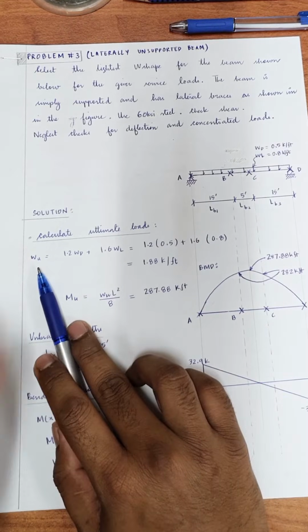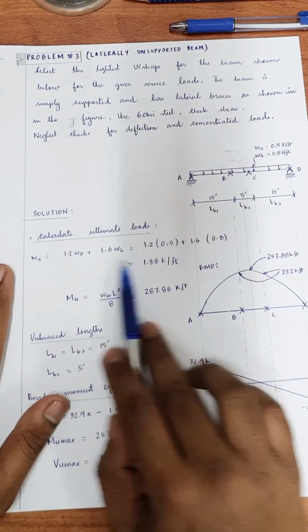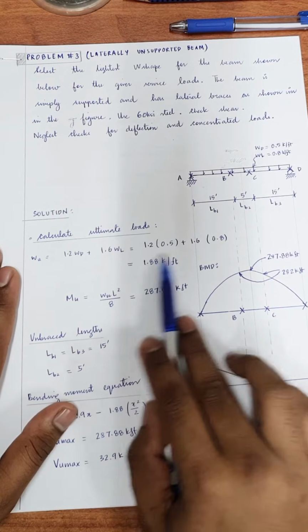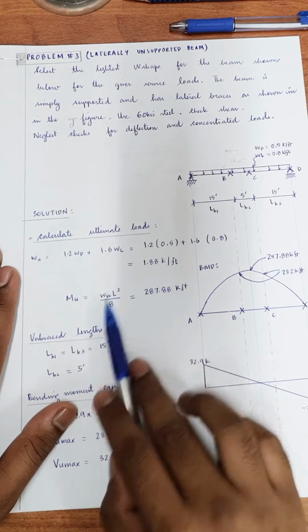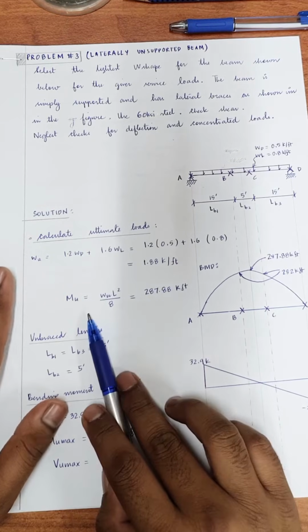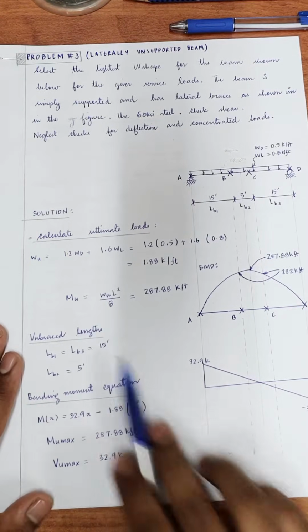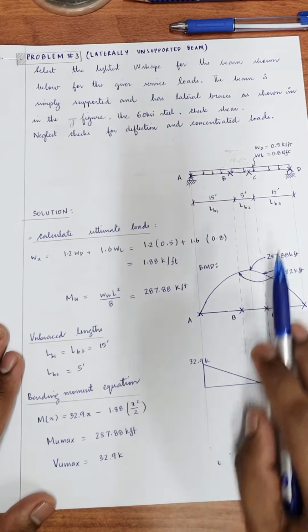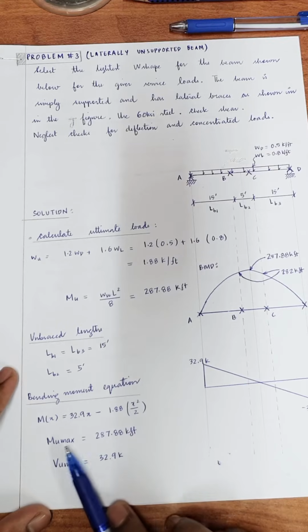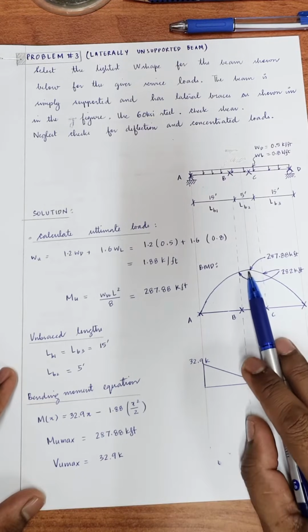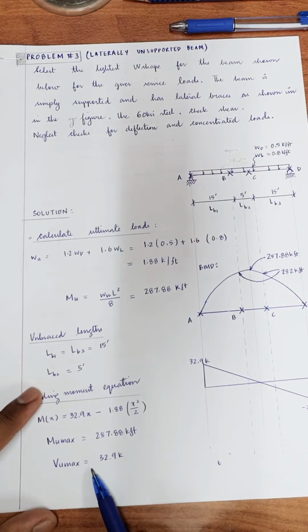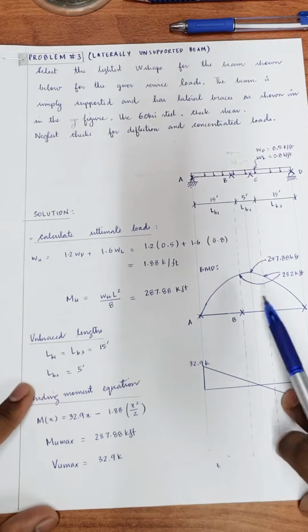So your Wu is 1.2 W dead load plus 1.6 W live load. You get the ultimate distributed load, and then from that you can find the ultimate moment, and also the shear can be calculated, which is 32.9 from structural analysis. Your maximum moment, which is at this point, is 287.88 kip-feet, and your shear force is 32.9 kips.